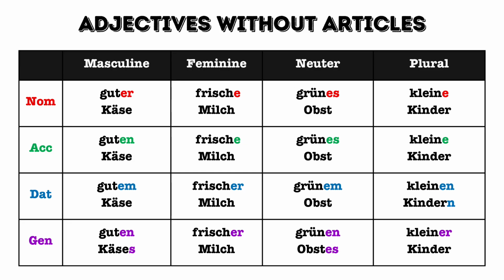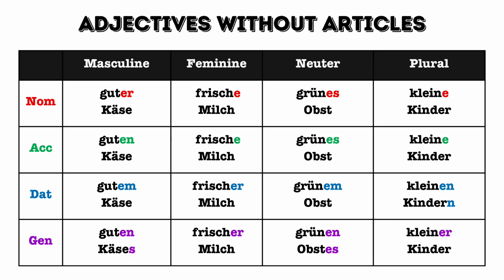The last chart we have is for adjectives that do not have an article. This would be things like good cheese or fresh milk. This is not very common to use with singular nouns, but it is very common to use with plural nouns. That's because you can often use a plural noun without having an article, but it's much more rare that you can do that with a singular noun.